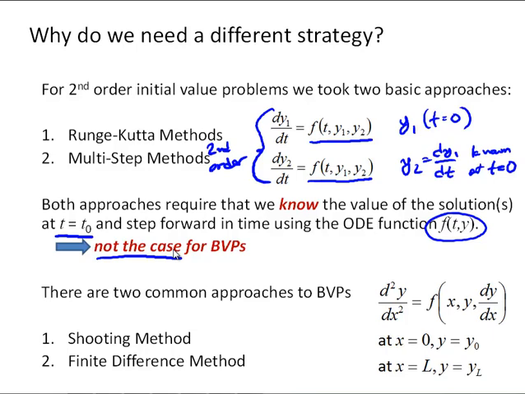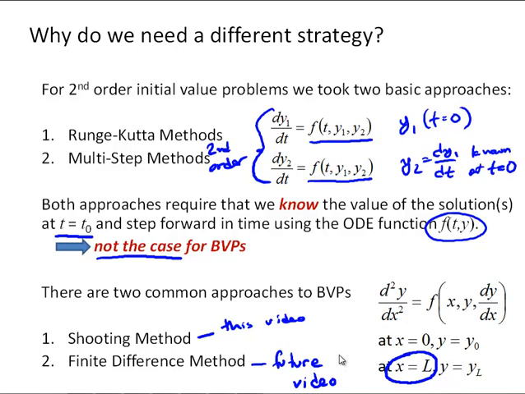So there's two common approaches to boundary value problems. Again, the key thing making this a boundary value problem is that one of our conditions is given at some time or space x value other than 0. There's the shooting method, which we'll talk about in this video, and the finite difference method, which we will talk about in a future video.